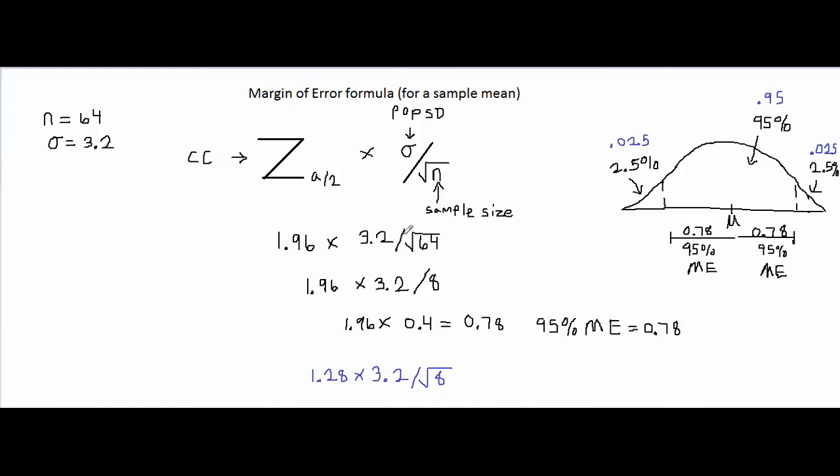Now I know that this whole thing right here will come out to 0.4 because I already did the math. I already know that the square root of 64 is 8, and I already know that 3.2 divided by 8 is 0.4. So I could just skip ahead to step 3 and just multiply 1.28 by 0.4.